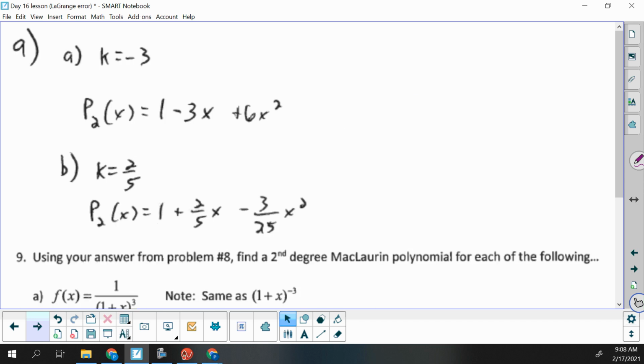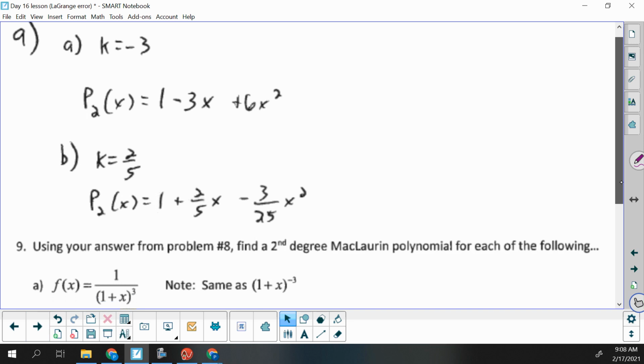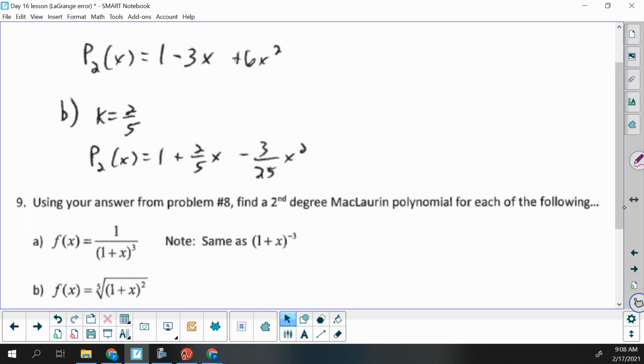Then in 9, we're going to use that for different values of k. So really we've got k as negative 3, so just fill negative 3 in for k and you get that second degree polynomial. And in B, we really have k as 2/5, so you get that second degree polynomial.